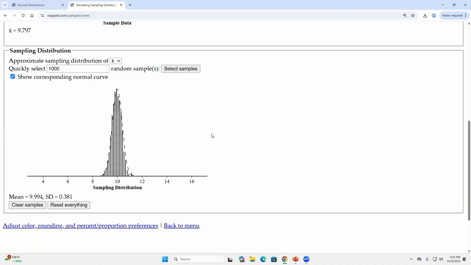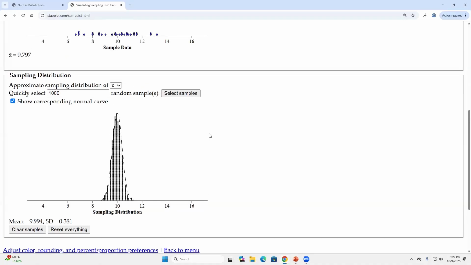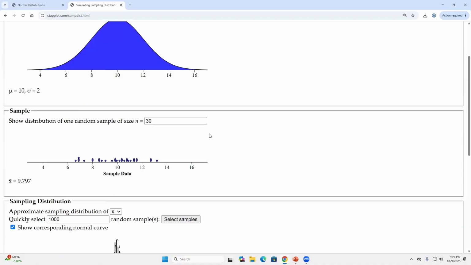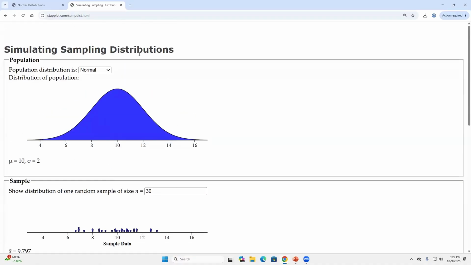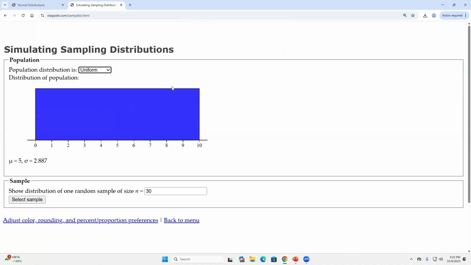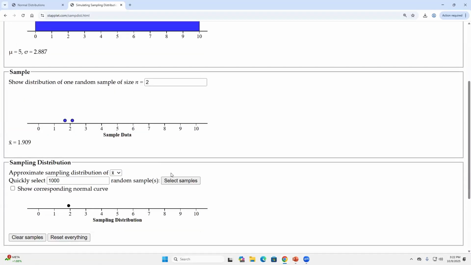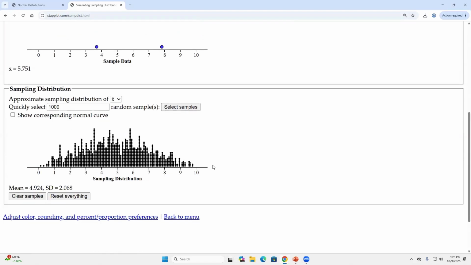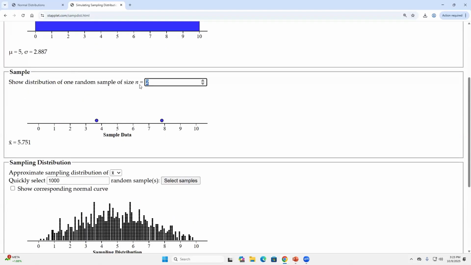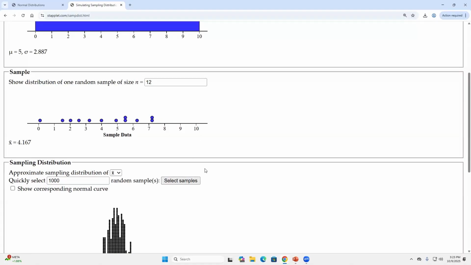So what I would highly, highly recommend is, before you dive into doing any work with this, before you dive into doing any homework, go to this simulating sampling distributions and try some of the non-normally distributed populations and just play around and see what does a sampling distribution of sample size 2 look like, right? And it's kind of spread out there. Well, what about a sampling size of 12? What does 12 look like?